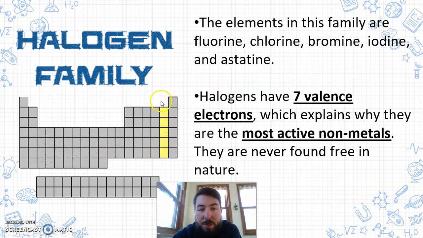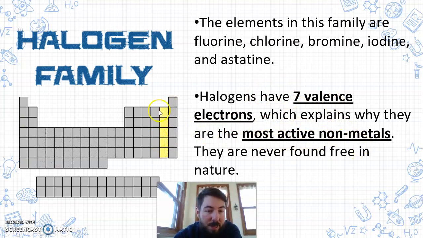Now here in group 7, this is called the halogen family. So there's fluorine, chlorine, bromine, iodine, astatine. It keeps going, but a lot of these elements haven't really been discovered yet, so we don't really know too much about them. But anyways, halogens have 7 valence electrons, and they are the most active nonmetals.